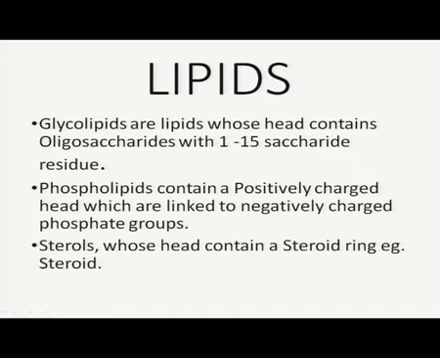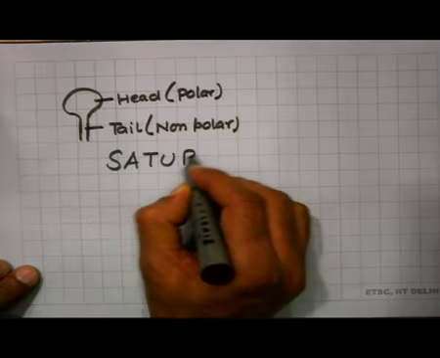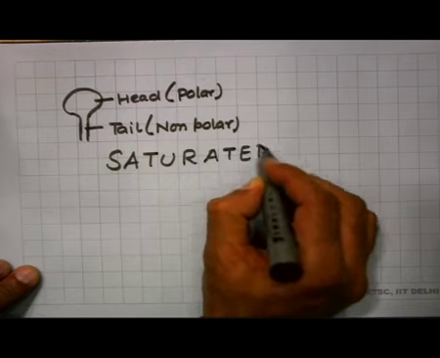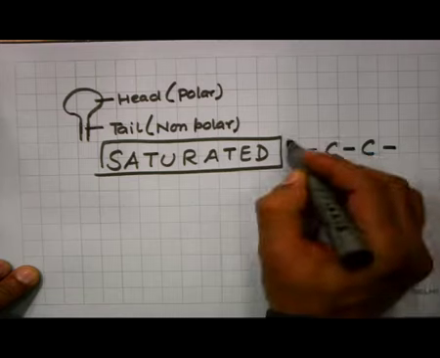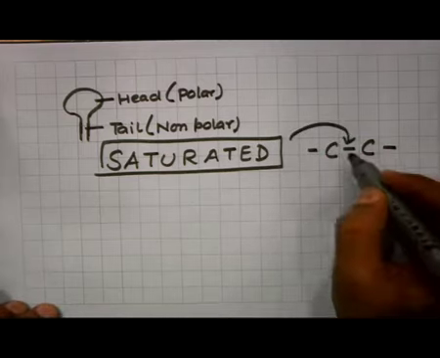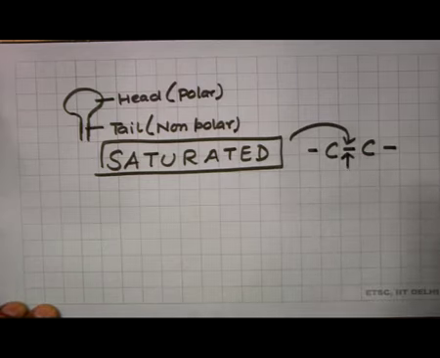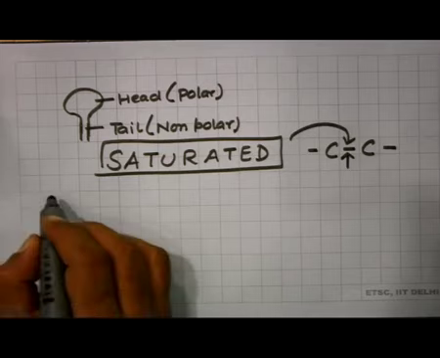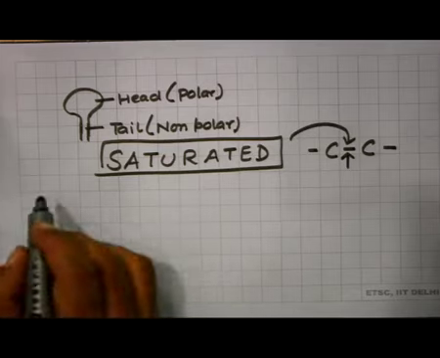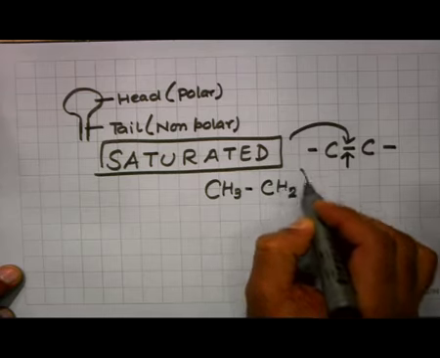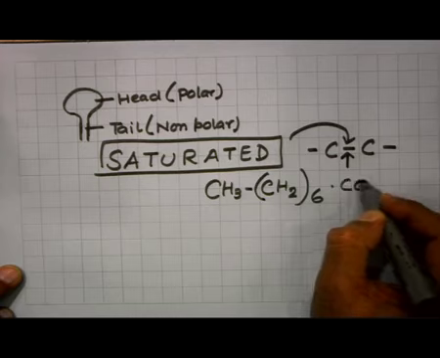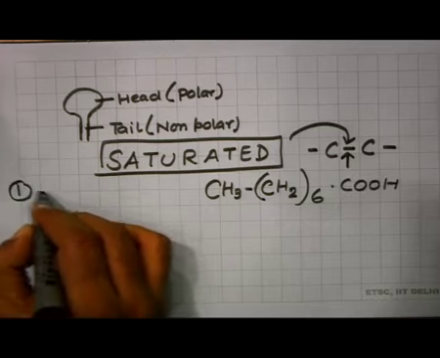Now, first of all you will see the two main types of fatty acid: saturated and unsaturated. The saturated fatty acid, which I have already discussed, has single bonds between carbon and carbon. So, this one is called saturated fatty acid. It has a high melting point and boiling point. The example of saturated fatty acid you can write easily: CH3 (CH2)6 COOH.